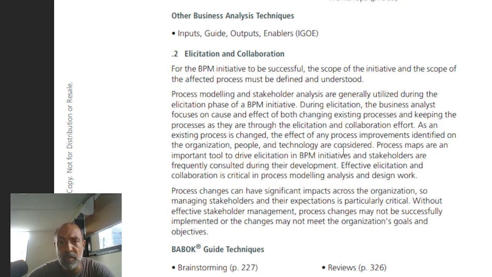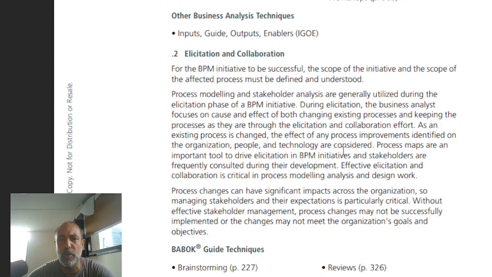So process modeling and stakeholder analysis are generally utilized during the elicitation phase of a BPM initiative. During elicitation, the business analyst focuses on cause and effect, on both changing existing processes and keeping the process as it is through the elicitation and collaboration effort. As an existing process is changed, the effect of any process improvements identified on the organization, people and technology are considered.